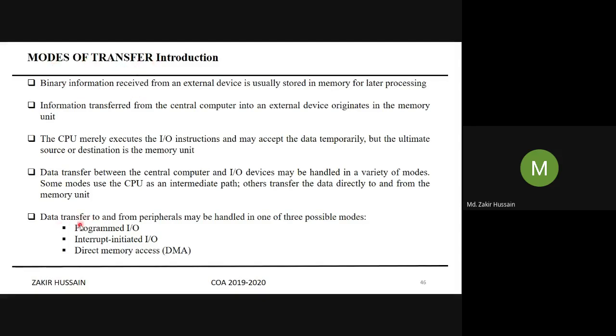So the data transfer to and from peripherals may be handled in one of three possible modes: programmed I/O, interrupt initiated I/O, and direct memory access. So this topic I will conclude.